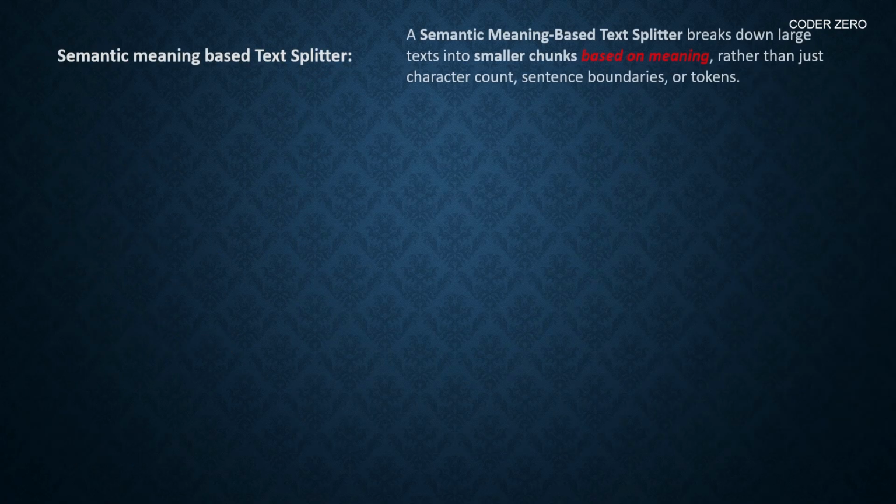Up to this point, we are trying to do the splitting based on either character count or based on the natural language structure, but we are not able to capture the semantic meaning of any text. So semantic meaning based text splitter, it splits or it creates chunks based on the meaning. Now let's understand why it is different from the other.